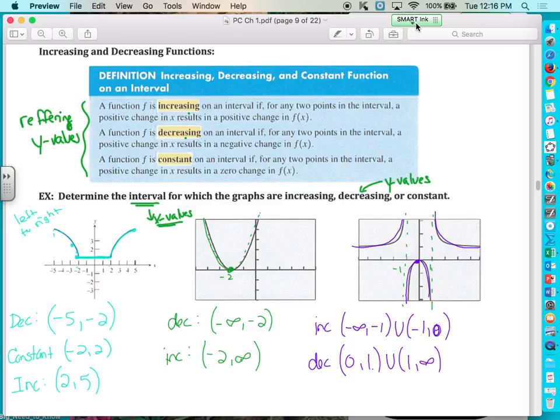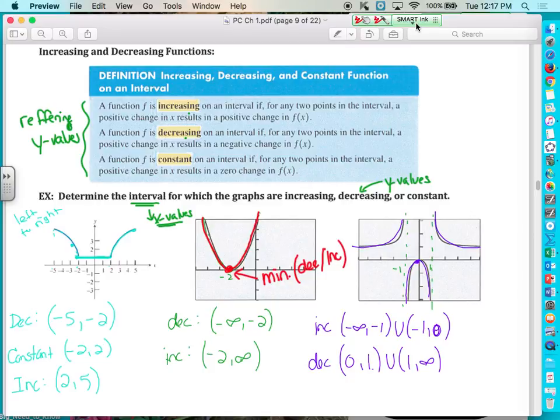And if you think about it, this is the last little piece on the notes. It says, how does increasing and decreasing help you determine maxes and mins? Look at the parabola one. The graph is decreasing, and then at this point is where it turns around and increases. And if you looked at that graph, you could tell me that that point is a minimum. So the graph changing from decreasing to increasing gave us a minimum.